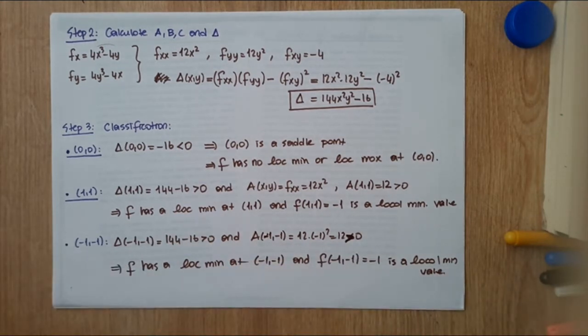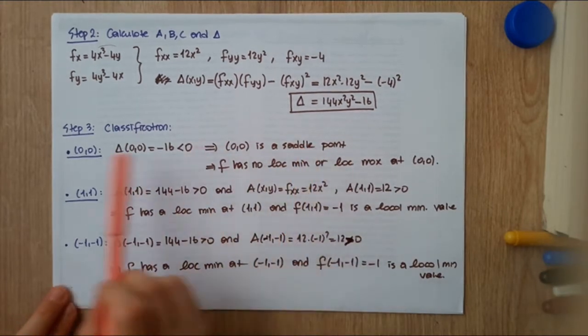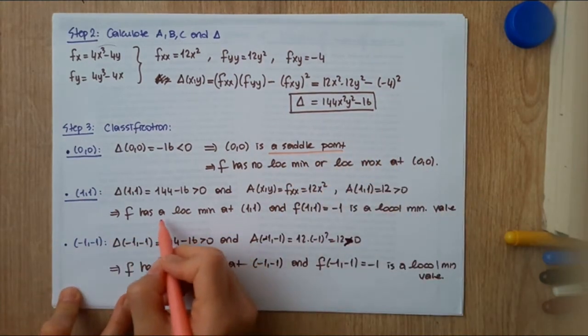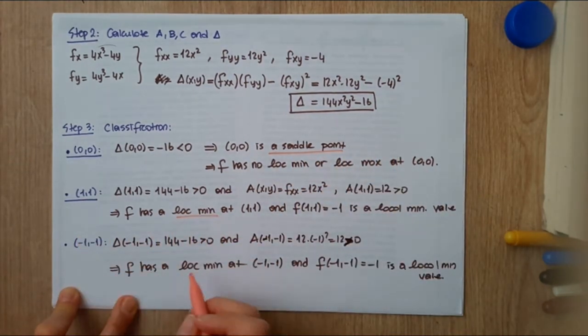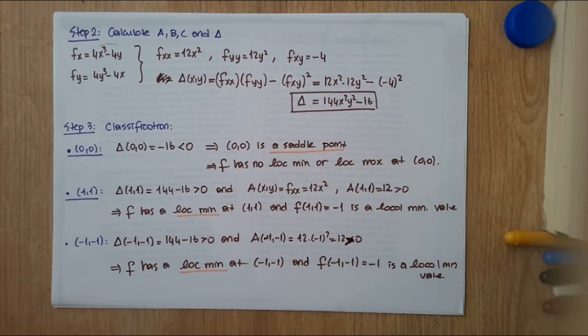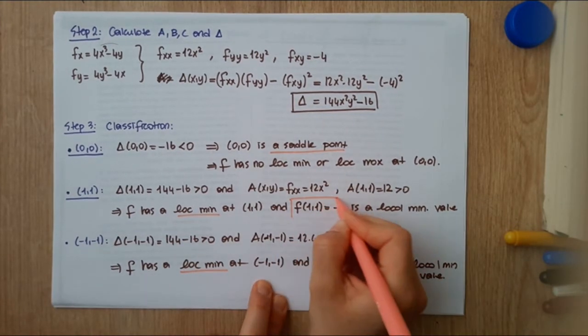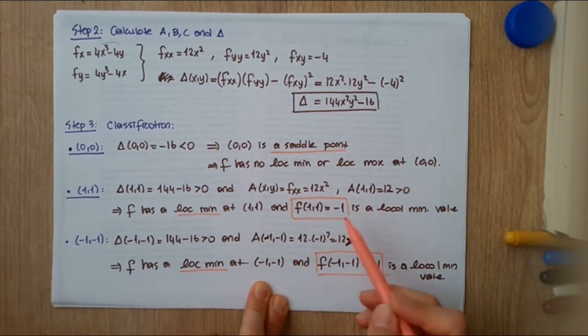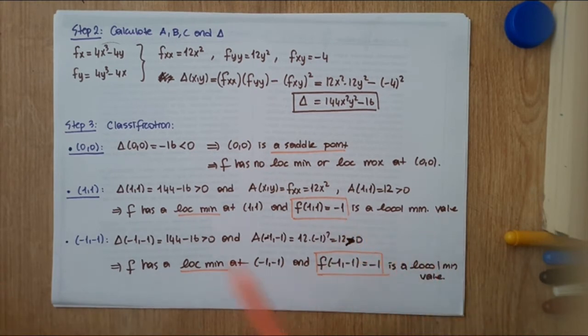Okay, so we have 3 different critical points. One of them, 0, 0, is a saddle point, and 1, 1 is a local minimum, and minus 1, minus 1 is again a local minimum. And the local minimum value of the function can be calculated by substituting the point into the given function, and the result is the same this time, minus 1 for both. You may have different values here, it doesn't matter, but for this function we obtain the same local minimum values.